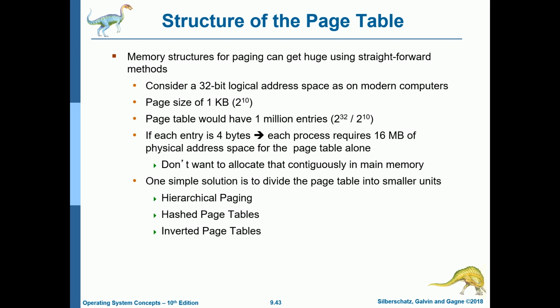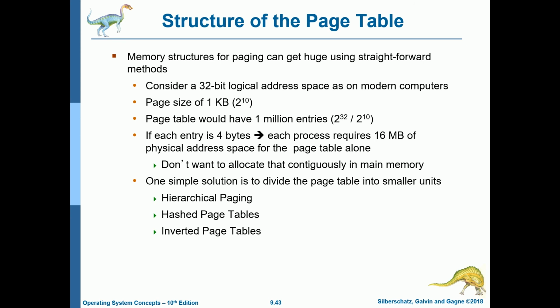Most modern computer systems support a large logical address space. In such an environment, the page table itself becomes excessively large. For example, consider a system with a 32-bit logical address space. If the page size in such a system is 4 kilobytes, in other words 2 to the power of 12, then a page table may consist of over 1 million entries. Assuming that each entry consists of 4 bytes, each process may need up to 4 megabytes of physical address space for the page table alone. Clearly, we would not want to allocate the page table contiguously in main memory.